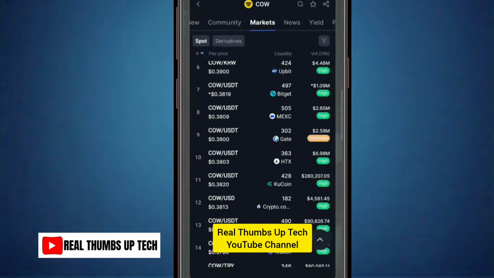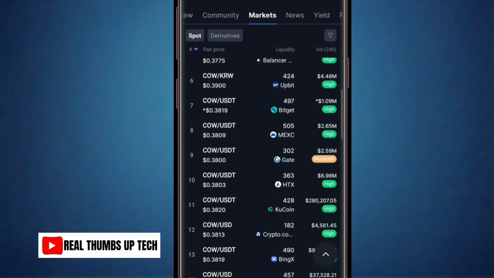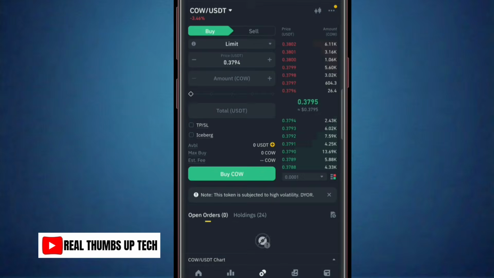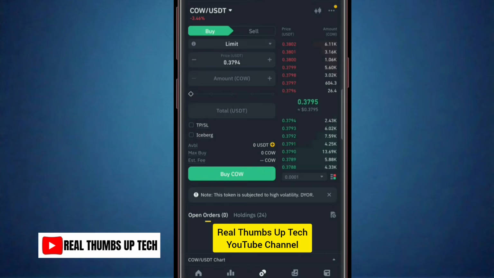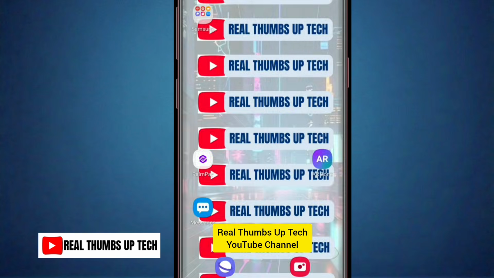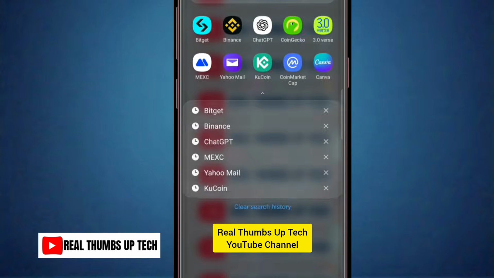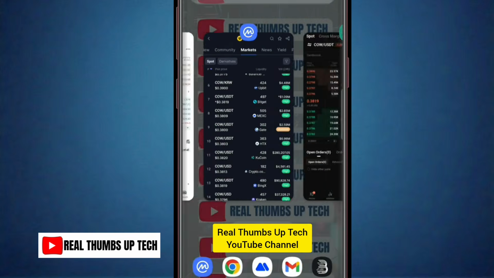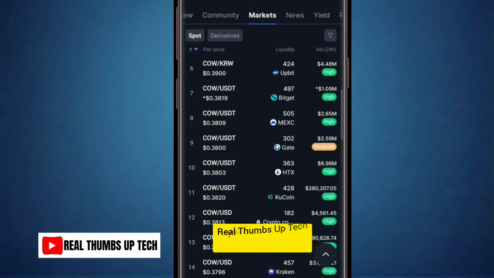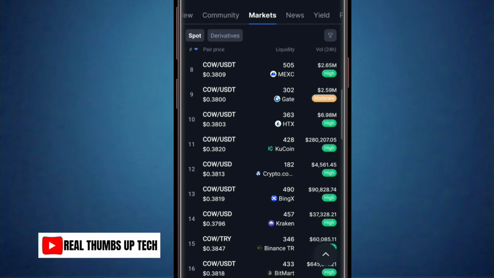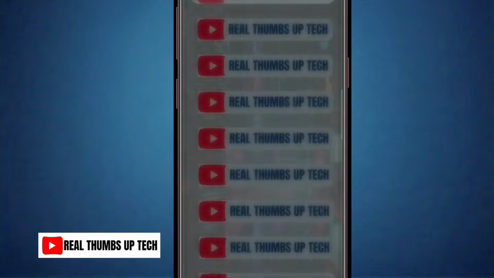But when you go over to CoinMarketCap, it will show you that COW USDT on Bitget is around 0.3819. Right, so on Binance, the rate of this COW USDT is still around 0.3795. But if you open KuCoin, let me even check CoinMarketCap first. On CoinMarketCap, the rate on KuCoin is around 0.3820. So let me open KuCoin and confirm that.